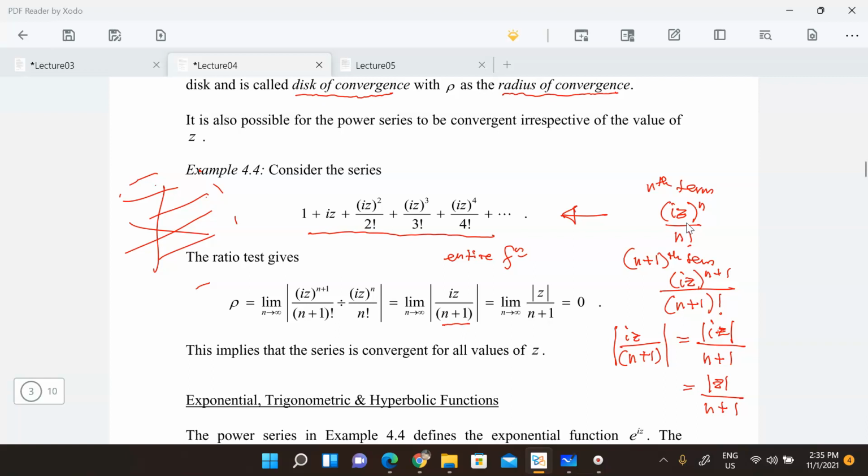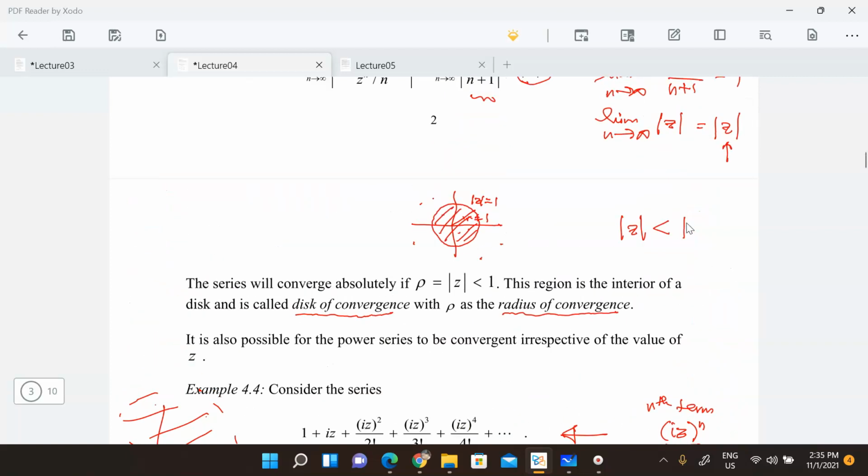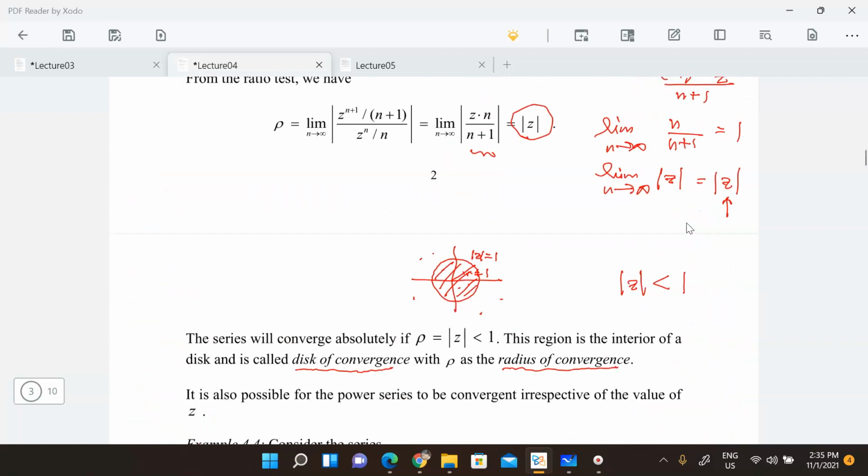We should know, however, how to find the radius of convergence and the disk of convergence. So that we leave to your exercises in the book for you to play around with.